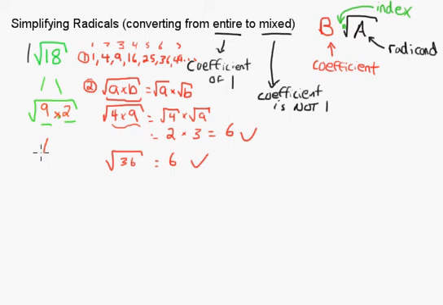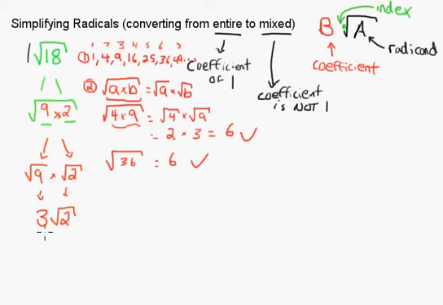So now we use our rule that the square root of A times B is the square root of A multiplied by the square root of B. So that would be the square root of 9 multiplied by the square root of 2. But you know what the square root of 9 is. You know that the square root of 9 is 3. So it's 3 multiplied by root 2, so 3 square root 2.